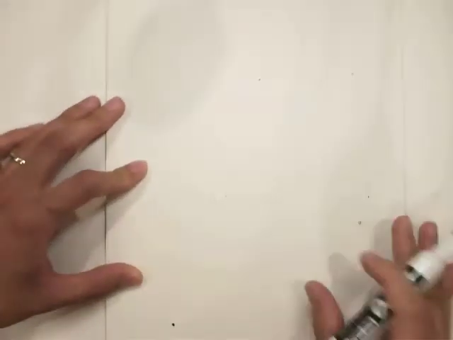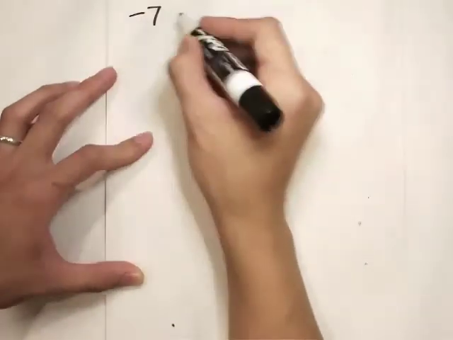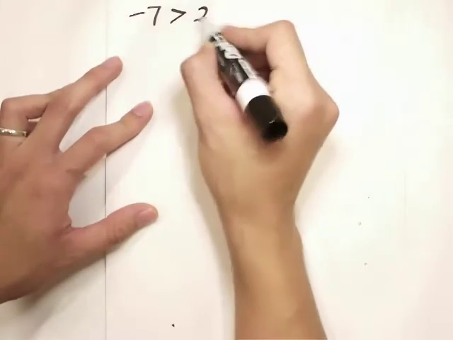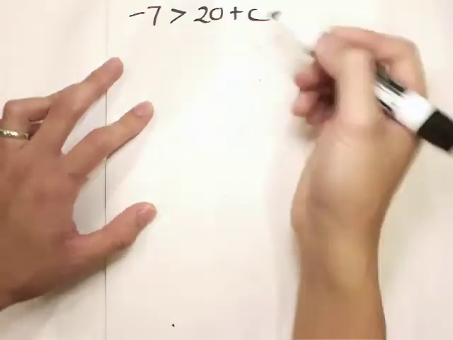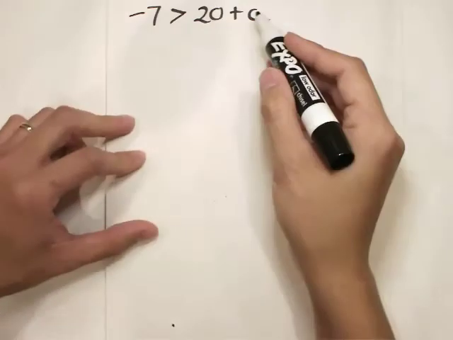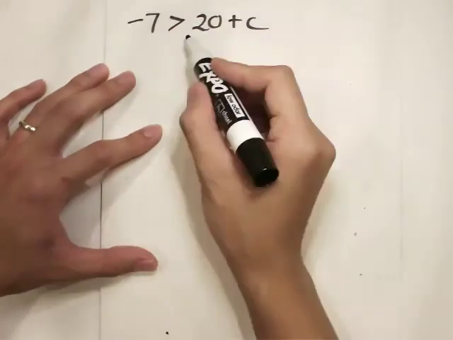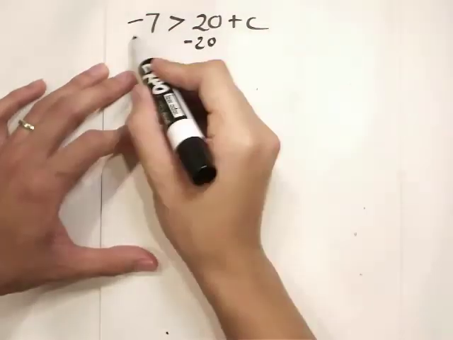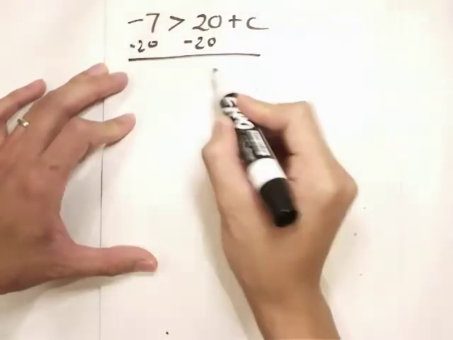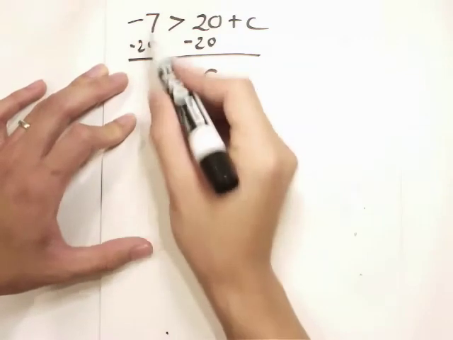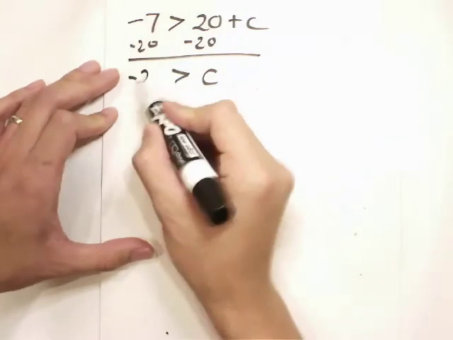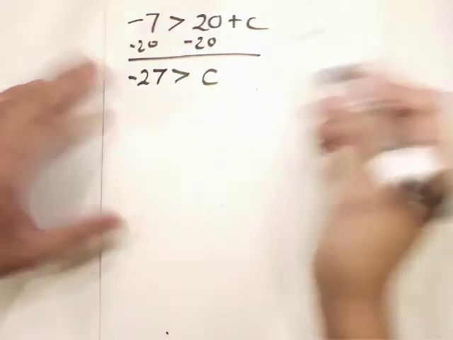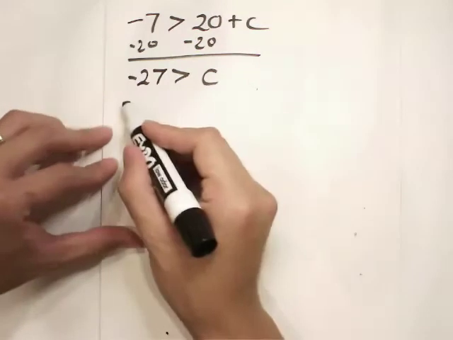So this time pretend I have negative 7 greater than 20 plus c. So let's try to solve it the same way. We know we have to solve for the variable c, so we have to isolate c by subtracting 20 both sides. So c now is on the right hand side, and negative 7 minus 20 is going to be negative 27. I want you to express this as a solution set, so here we go.